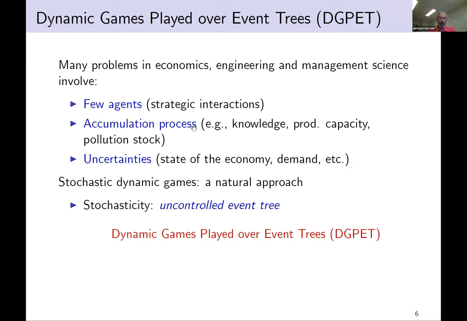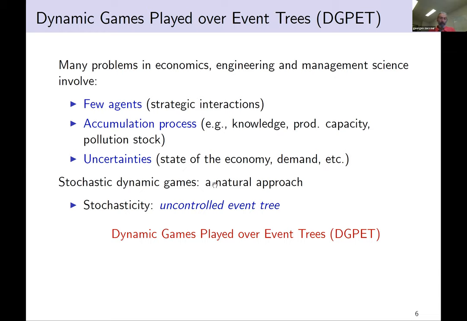Now we have also some accumulation process. We are able nowadays to write a paper maybe easily, not because of what we have learned today, but because we have accumulated some knowledge. And similarly, what matters, for instance, in terms of climate change is the pollution stock and not only the flow of pollution today. So we have systems with this accumulation process, which is important to take into account. And also we have some uncertainties, related to the state of the economy, a pandemic, demand, etc. So whenever we have these three ingredients present, I believe that the right tool would be a stochastic dynamic game to deal with this situation.